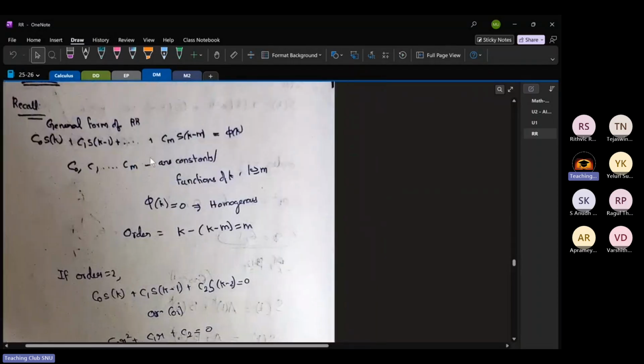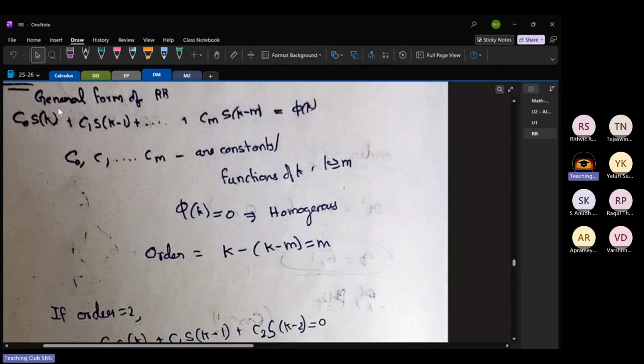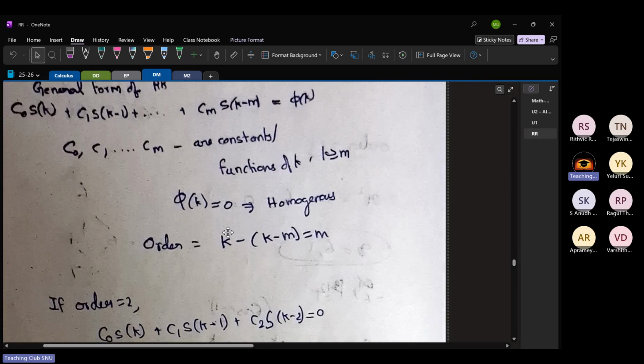Just quickly revising it. You have a general form of recurrence relation: c naught s of k plus c1 s of k minus 1 till cm s of k minus m is equal to phi of k. Now, if phi of k is 0, it is homogeneous. We are only dealing with homogeneous cases. The order of this equation is m.